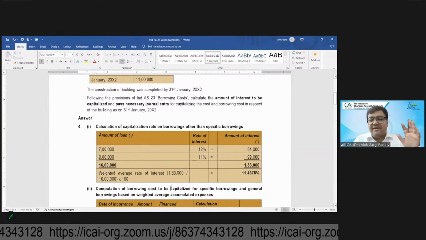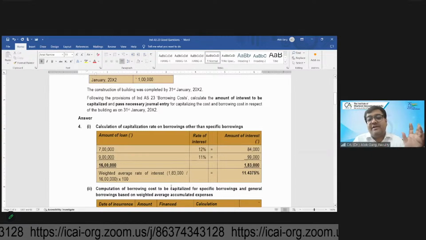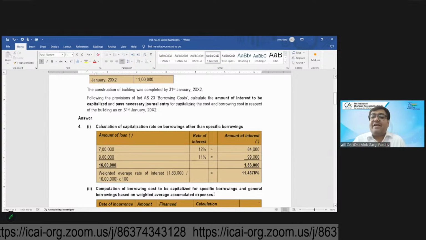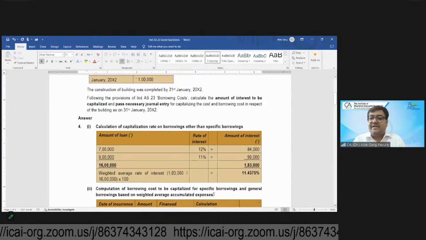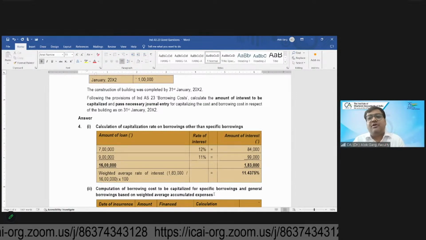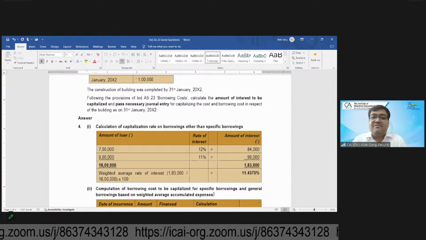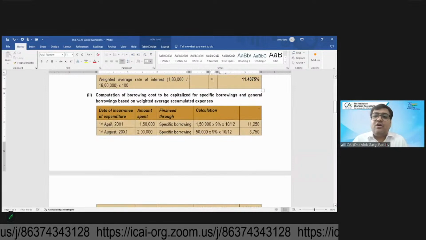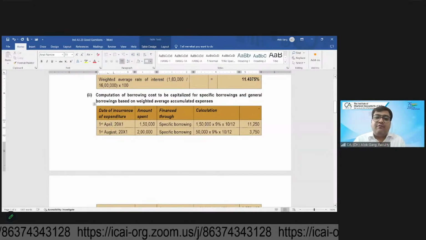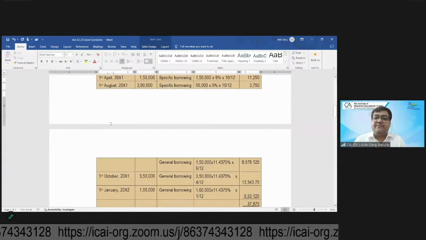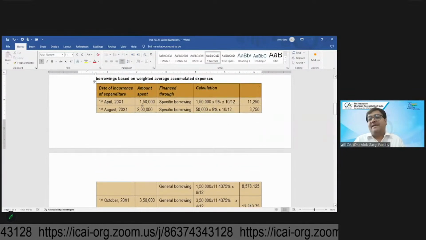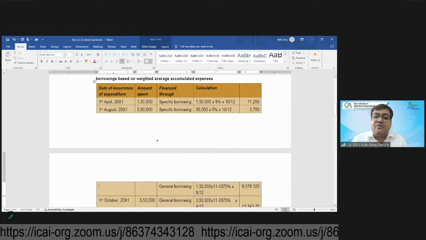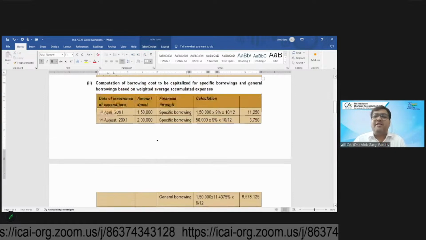Now we have the rate of specific borrowing, 9%, and the weighted average rate of general borrowing, 11.44%. Now we need to capitalize the borrowing cost, right? For specific borrowing and general borrowing, we need to compute the borrowing cost which needs to be capitalized. First of all, what are the dates on which the expenditure was incurred? 1st April, 1st August, 1st October, 1st January. Amounts spent: 1.5 lakh, 2 lakh, 3.5 lakh, 1 lakh. This is given in the question.